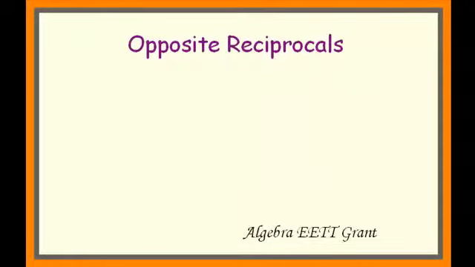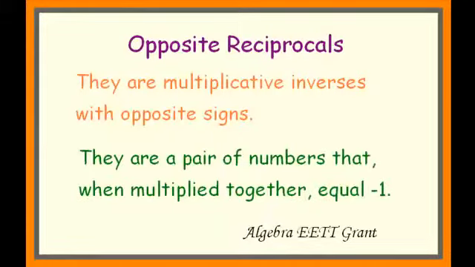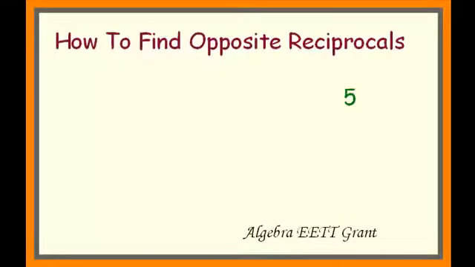So what are opposite reciprocals? Well, they are multiplicative inverses with opposite signs. Or another way to say it is if you multiply them together, they will always give you -1. So let's look at an example. If I have 5, how do I find its opposite reciprocal?